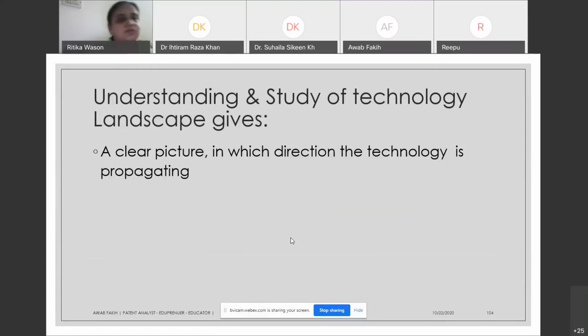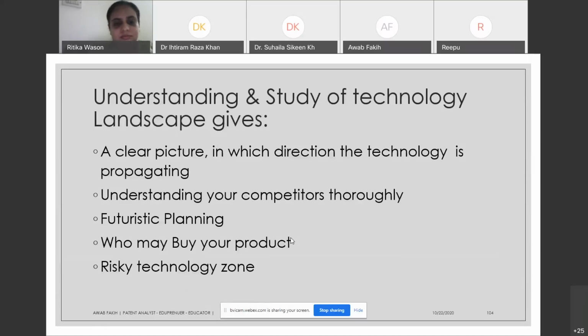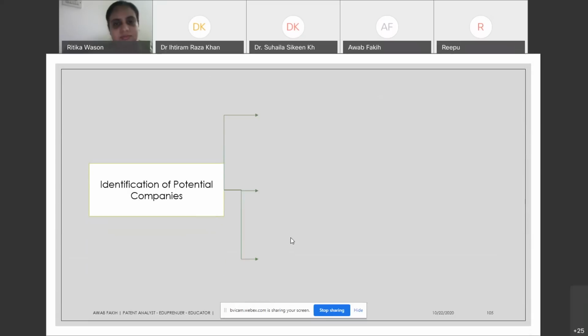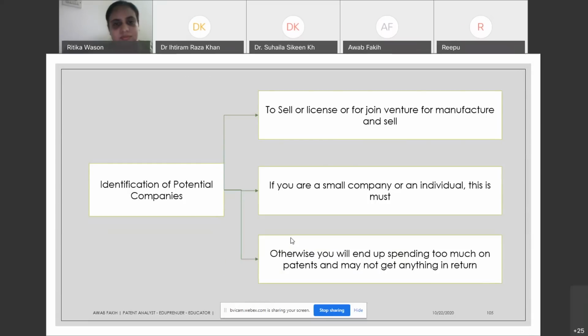Understanding the study of technology and landscape. So this is only for your knowledge. Even you can read it. There's nothing to explain much in it, since you'll have the presentation from Dr. Ratika, so don't worry about it. It's only for your reference.